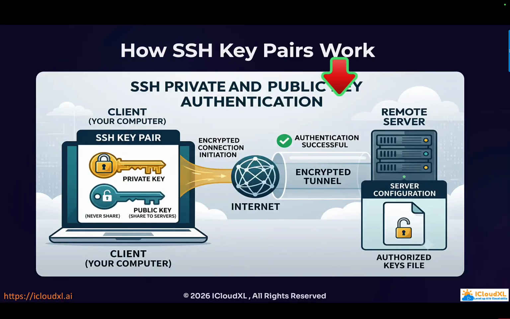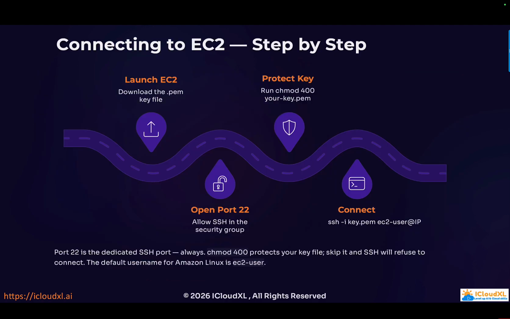In this diagram, on the right side you see the EC2 instance, which has an authorized keys file, and the authorized keys file has the public key in it. On the left side you have a laptop where you have your private key, and using the private key you are logging into the system. Authentication is successful, an encrypted tunnel is created, and through the tunnel you talk to the server.